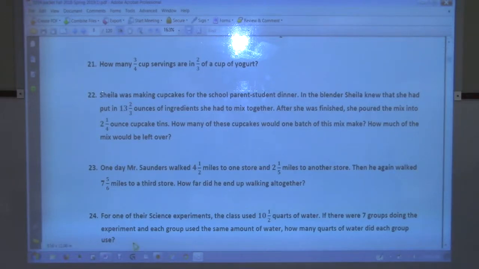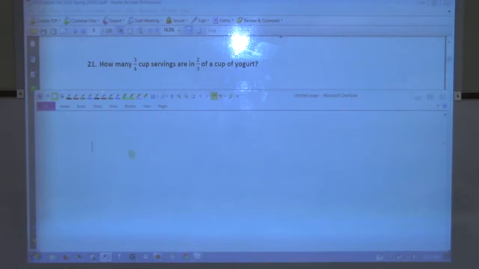All right, so the question is over this one right here. And then there were a few others, right? Okay, we'll get to those in a second. All right, so this one is asking how many 3/4 cup servings are in 2/3 cup of yogurt.